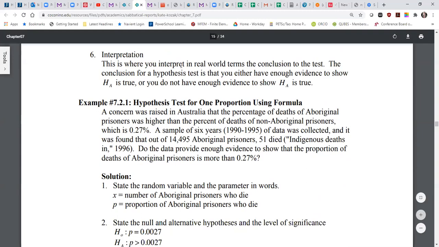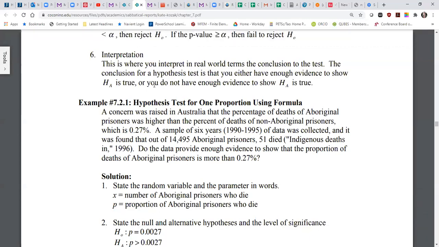The conclusion for a hypothesis test is that you either have enough evidence to show that the alternative hypothesis is true, or you don't have enough evidence to show that the alternative hypothesis is true. So if you reject the null hypothesis, the conclusion will be you have enough evidence to show that H A is true. And if we fail to reject the H naught, the conclusion will be we don't have enough evidence to show that the alternative is true.